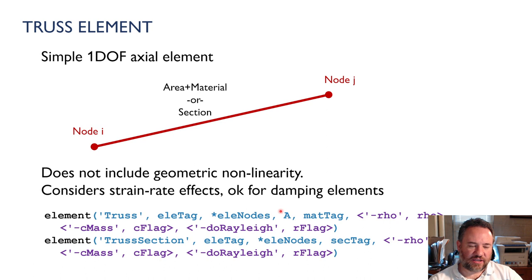I have to give my truss a cross-sectional area so that it can define the stiffness, and I have to give it a material. With trusses, you have to be a bit careful because when I define the material, the vertical axis should be stress and the horizontal axis should be strain. Why? Because the force is going to come from the stress multiplied by the area that you give, and the strain is going to come based on the length of the truss element. So I give the tag of the material that I previously defined, and that puts together my truss.